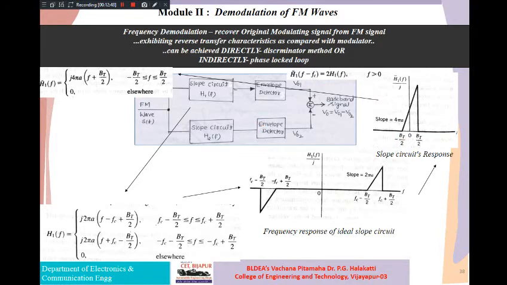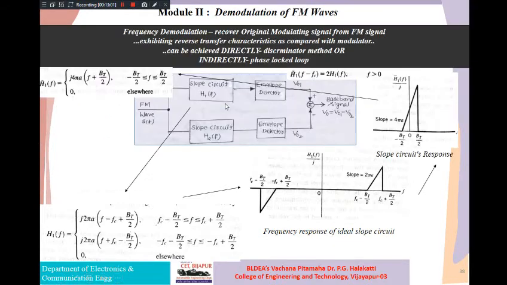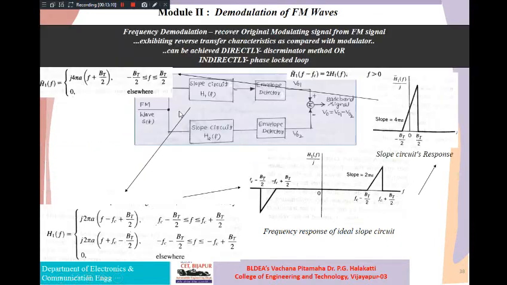So next we can see another one. H2 of f is the complementary frequency response of the ideal slope. This one you have seen, this one is down, this one is up. So H2 of f, now you are getting complementary. You can see here it is like this, 90 degrees on the left hand side, and 90 degrees on the right hand side with respect to u.